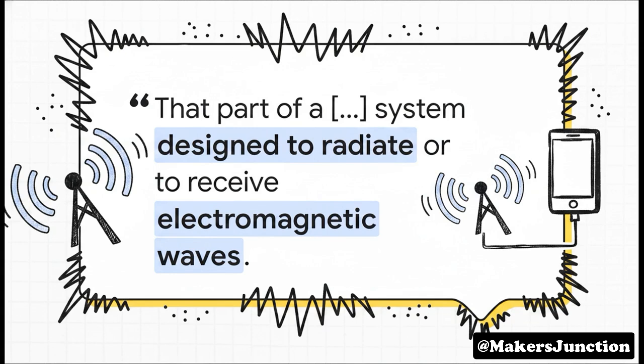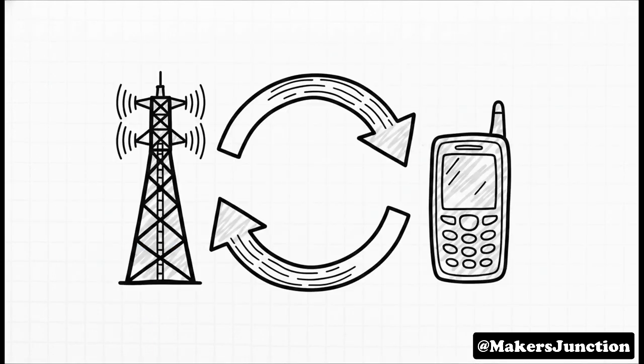Now, what actually is an antenna? The absolute baseline definition here is simply that part of a transmitting or receiving system that is designed to radiate or to receive electromagnetic waves. I just love how elegantly simple that core concept is. Before all the crazy math and physics kicks in, an antenna is really just the bridge between your physical device and the open air.